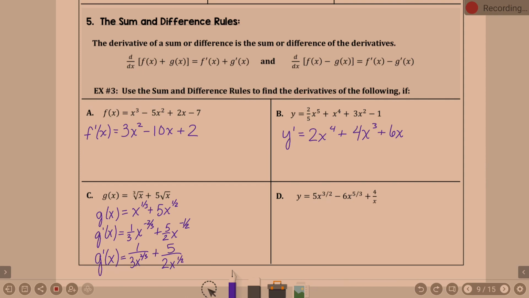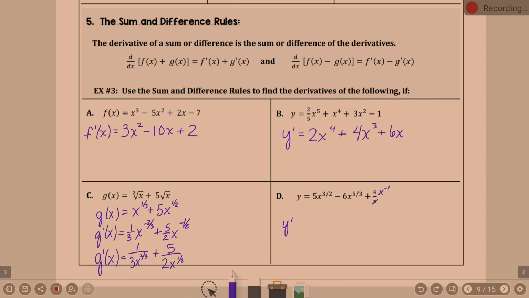Okay, D. The only thing I would encourage you to think about before you take the derivative: 5x to the 3/2, 6x to the 5/3, those are good. What about 4 over x? What is that? 4x to the negative first, yes? When you take that x out of the denominator.